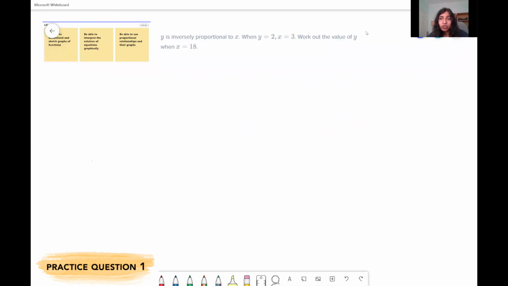So now moving on to an example of inverse proportionality. It's saying that y is inversely proportional to x. So that means y is equal to k over x, using the definitions we learnt previously. Now it's saying when y is equal to 2, x is equal to 3. Then we want to find out what k is. So we just sub in y is 2. That's equal to k over 3. That means k is just equal to 6.